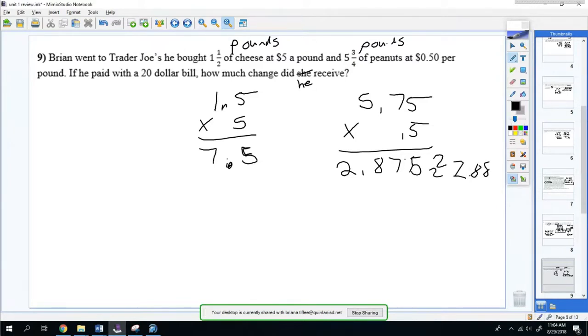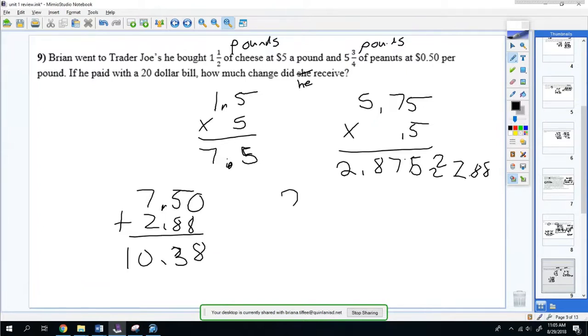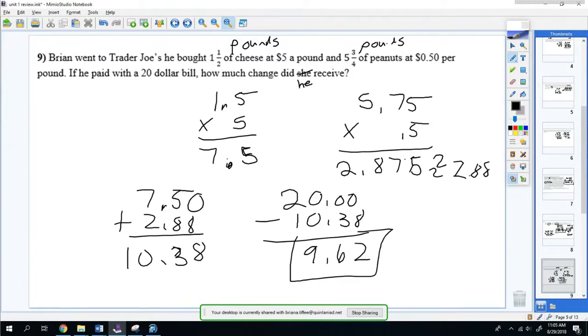So we're going to take the $7.50 and add $2.88 to that. And when you do that, you get $10.38. So Brian spent $10.38 at the store. That's not what the answer is. So you've got to take the $20 bill he gave the cashier and subtract it. When you subtract it, it comes out to $9.62. So his change will be $9.62.